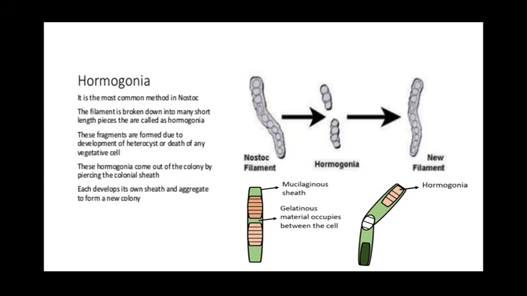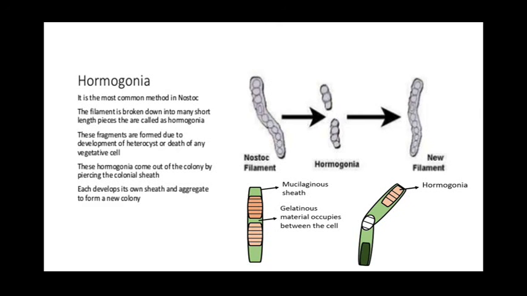This is hormogonia. This is the most common method in the case of Nostoc. The filament is broken down into many short pieces and these are called hormogonia. These fragments are formed due to development of a heterocyst or death of any vegetative cell. You can see a Nostoc filament here. It is broken into two filaments and these two broken filaments will give rise to two new filaments, right? These hormogonia come out of the colony by piercing the colonial sheath. Each develops its own sheath and aggregates to form a new colony.